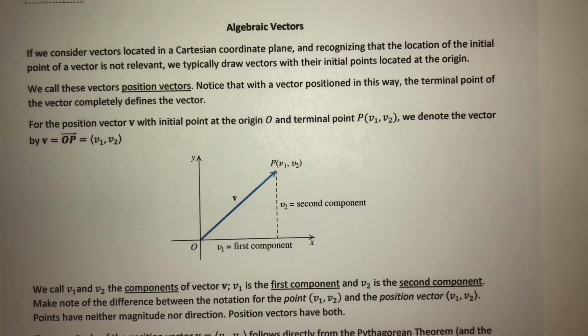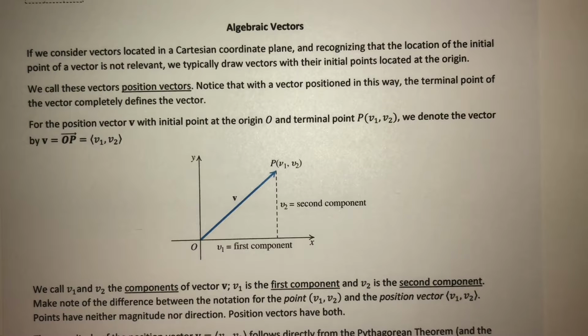This is part 3 of section 6.4. Now we're going to talk about how we can work with vectors algebraically, now that we understand geometrically what might be going on. So in order to work with these, we're going to consider vectors located in a Cartesian coordinate plane. That's our normal graphing grid.